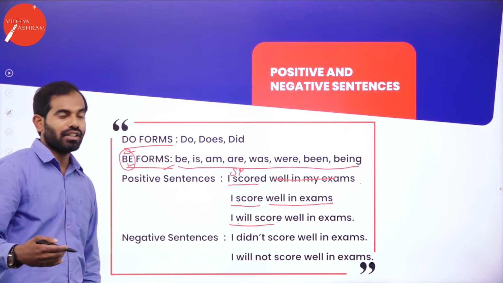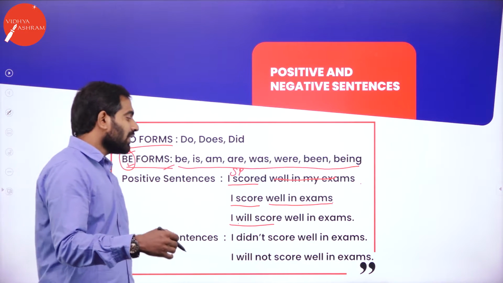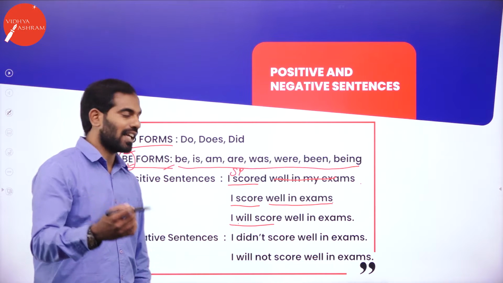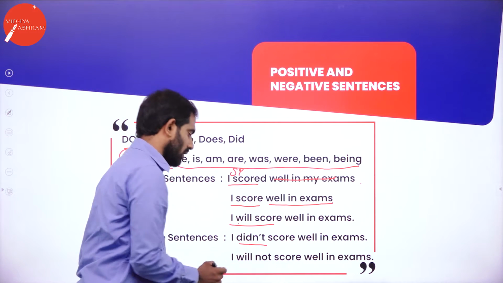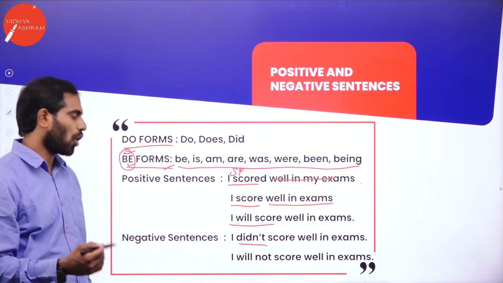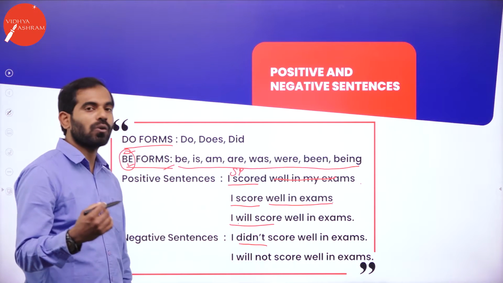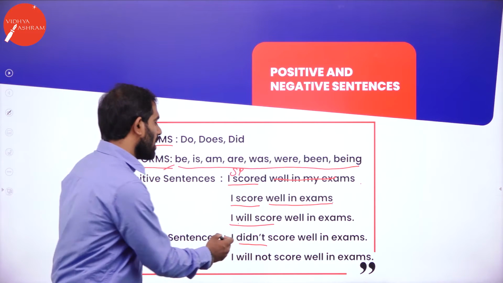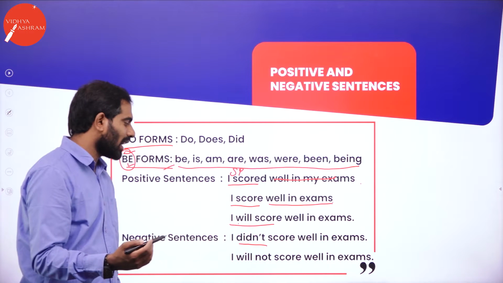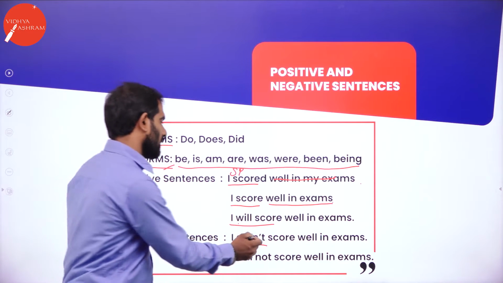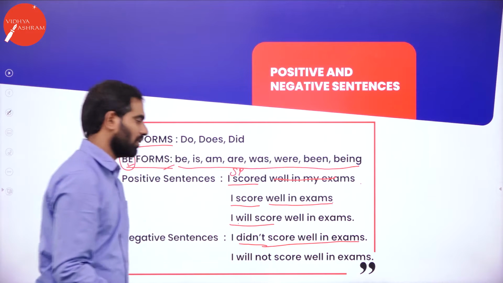In negative sentences, I didn't score well in exams. Didn't is nothing but did not. I did not score well in exams. Now, I don't score well in exams or I did not score well in exams is a negative sentence.